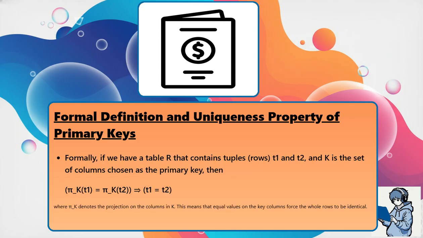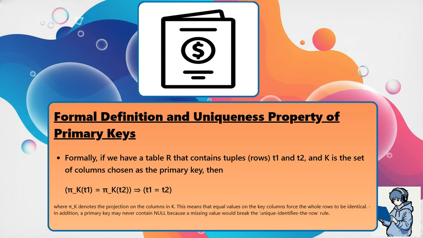Formally, if we have a table R that contains tuples T1 and T2, and K is the set of columns chosen as the primary key, then the projection of T1 on K equals the projection of T2 on K implies T1 equals T2. Pi sub K denotes the projection on the columns in K. This means that equal values on the key columns force the whole rows to be identical.